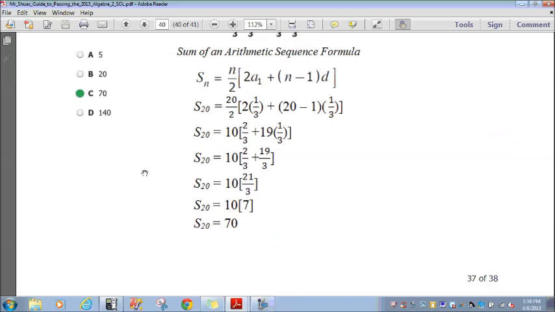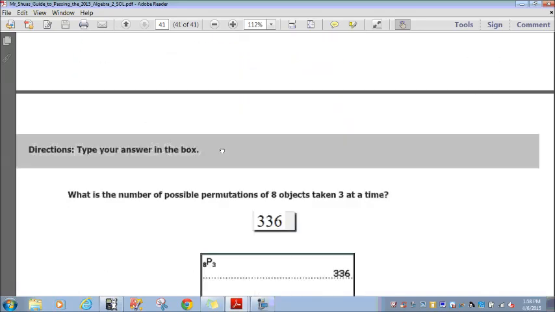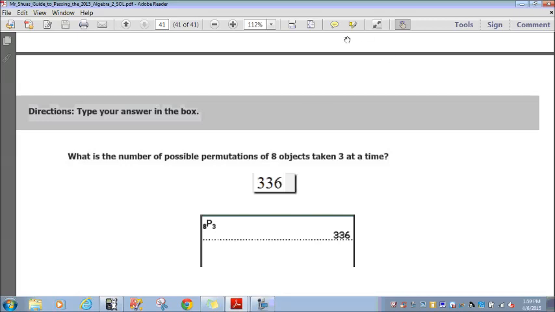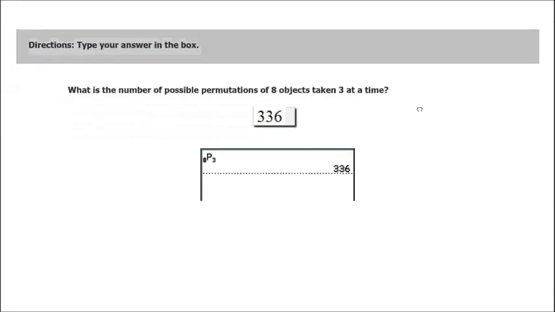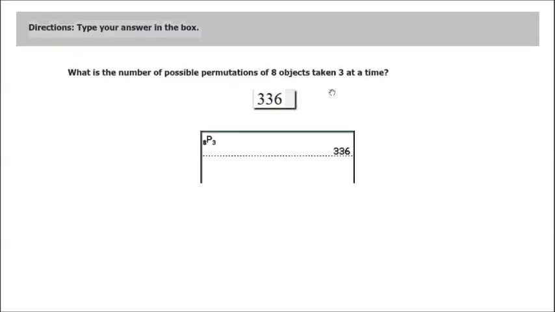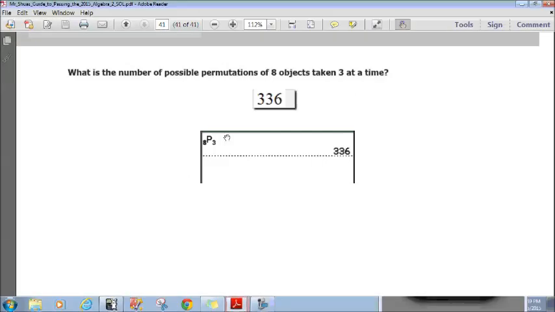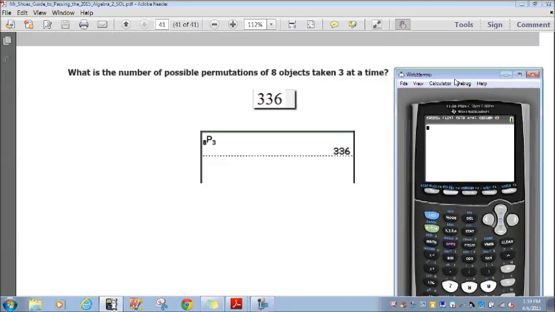Okay, and finally, oh, look at that. Last question. So, type your answer in the box. What is the number of possible permutations of 8 objects taken 3 at a time? And I was kind of quick. I'm just going to do this on my calculator here, because that's the quickest way to do it. Let me clear this out. So it says permutations of 8 objects taken 3 at a time.